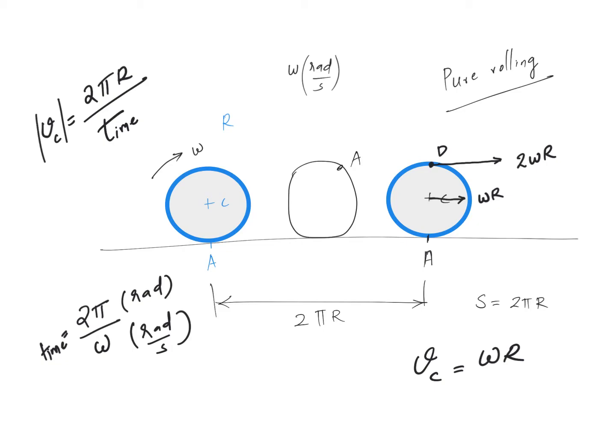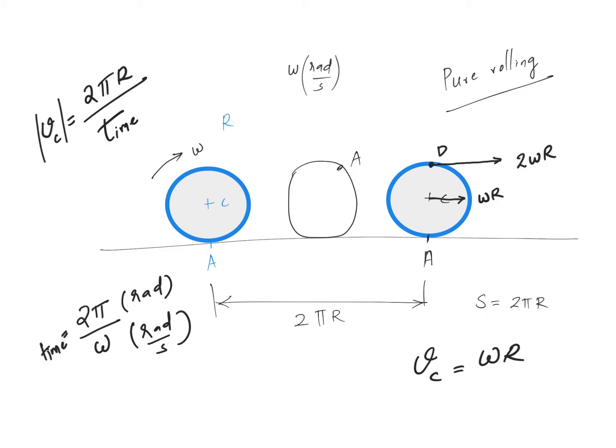Makes sense? Now what about this point? If this is the instantaneous center for the body, then the velocity of this point is this distance times the angular velocity, which is again omega, 2 omega r. Makes sense? So the assumption holds true and it lies on the line which is perpendicular to the two velocity vectors.